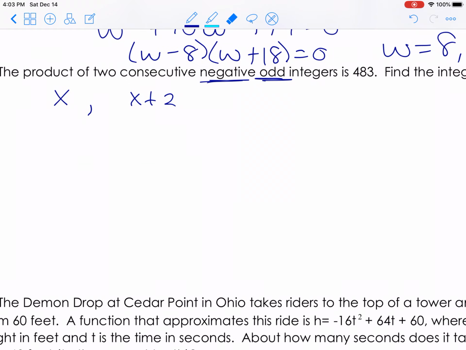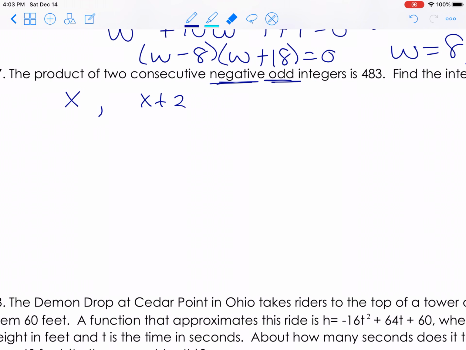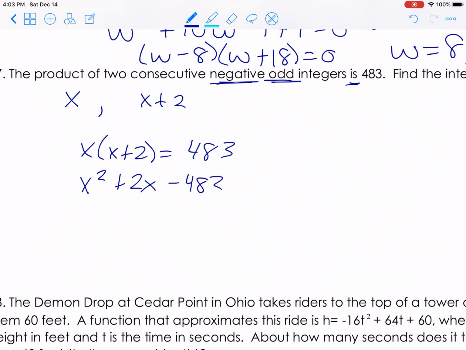Their product is 483. Okay, so I'm going to multiply them together. That's what product means. X times x plus 2 is 483. That would be x squared plus 2x, and if we're putting it in standard form, we would then subtract 483. And let's see, 483 divides by, I know it divides by 3. 3 and 161. Well, that didn't help.